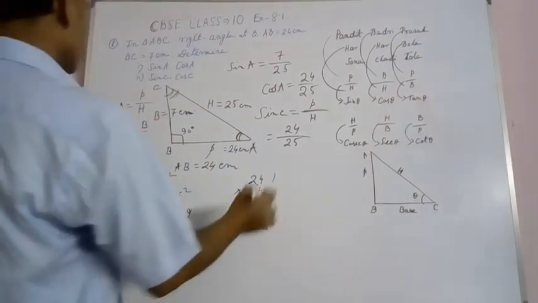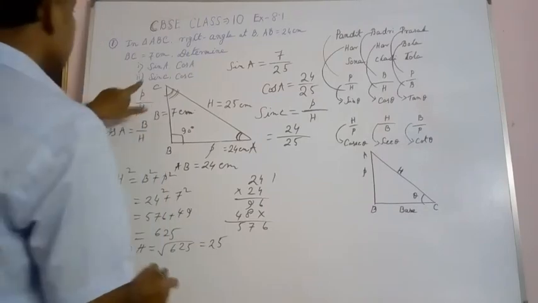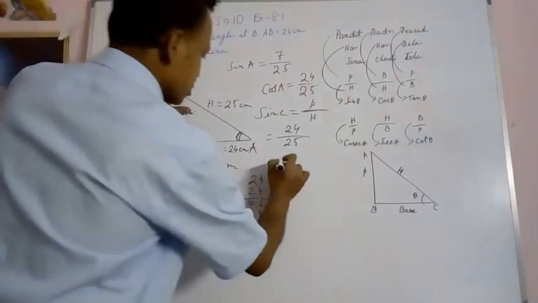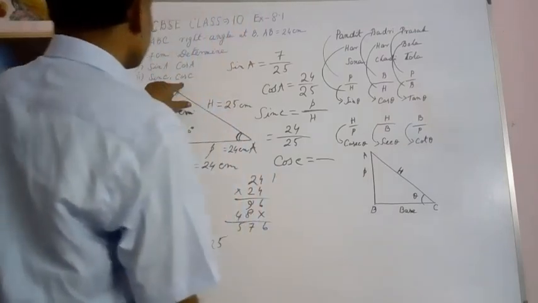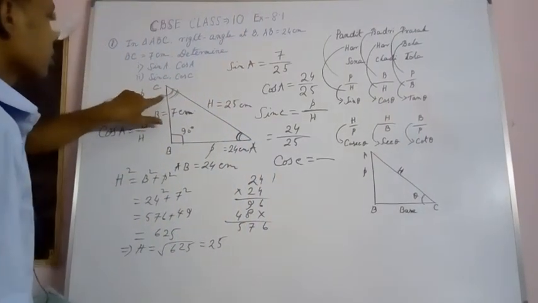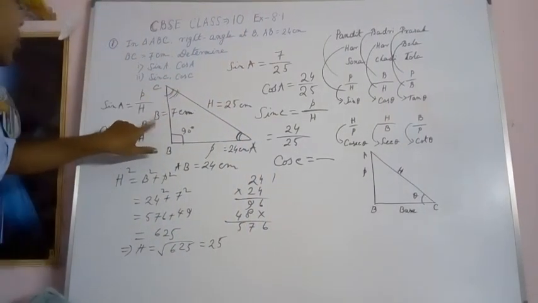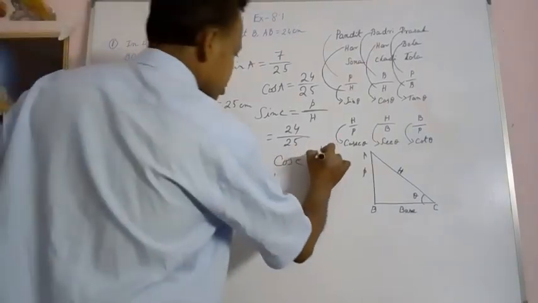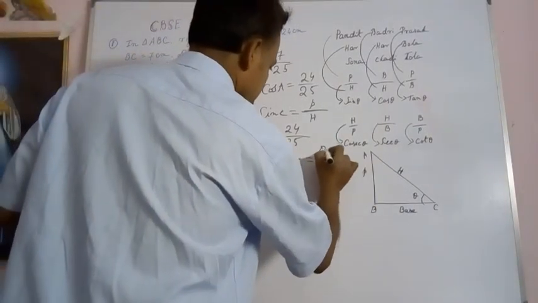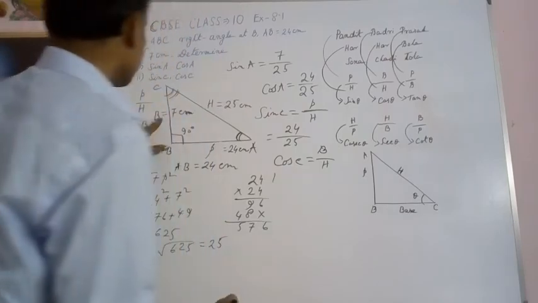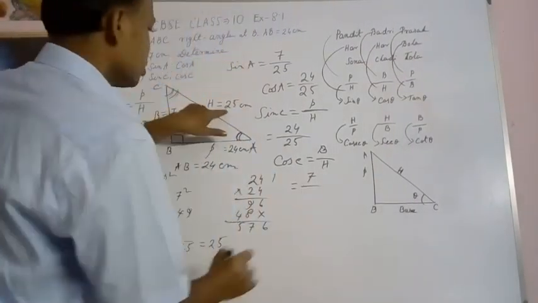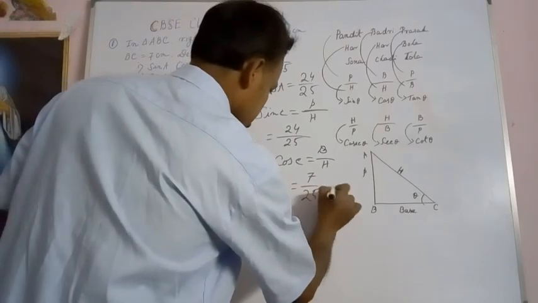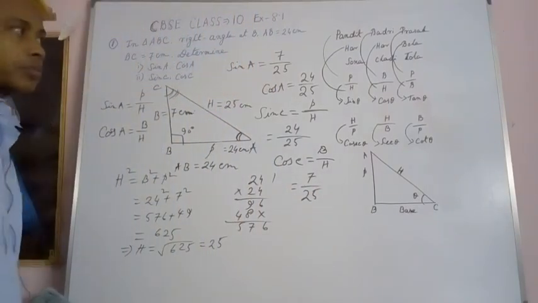Similarly, cos C is equal to what? Cos C is equal to base by hypotenuse. What is the value of base? Base is 7. So cos C is 7 by 25.